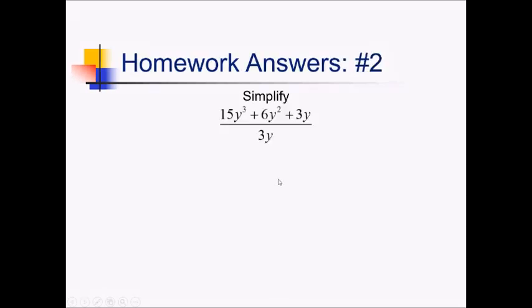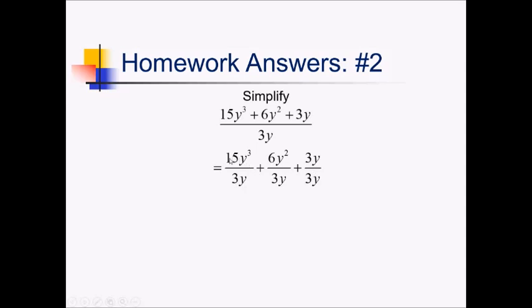On this problem, we're trying to divide this polynomial by 3y. So to do this, we basically have to distribute 3y division to each of these three terms up here. So we've got 15y cubed over 3y, and 6y squared and 3y up here also get their own denominators of 3y, like so. Now that we've split this up, we can tackle each fraction individually.